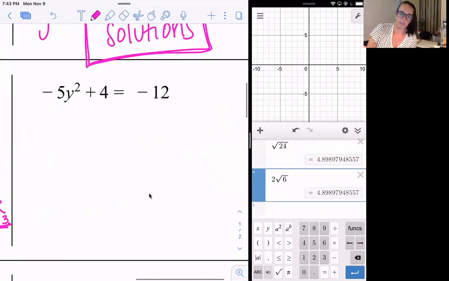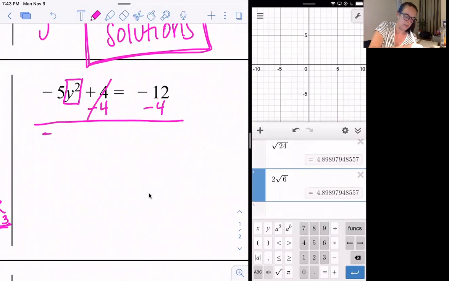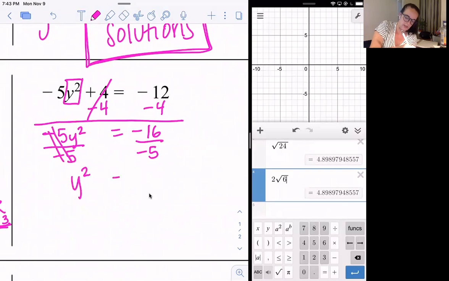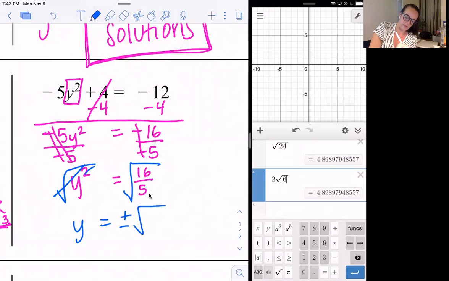So we have this one here. I want to get the square root or the squared term by itself. So I'm going to go ahead and subtract 4 on each side, leaving with negative 5y squared equals negative 16. You need to get y squared by itself, so dividing by negative 5, I get y squared equals positive 16 over 5. I'm going to go ahead and take the square root of both sides. It's going to leave me with y is equal to positive or negative square root of 16 over 5.